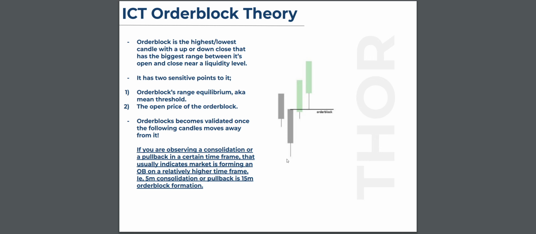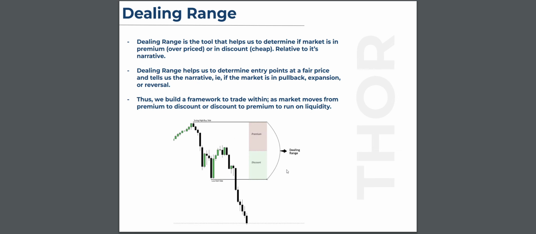Or if you are watching an hourly, for example, an hourly consolidation, that means on a relatively higher time frame, which is the 4-hourly, right? The 4-hourly chart is probably forming an order block. I think this is very important, and I think it's overlooked. It's very overlooked. I mentioned this before in market maker model classes, and I believe it's very overlooked, but I'll show you what I mean by that in a second on the charts as well.